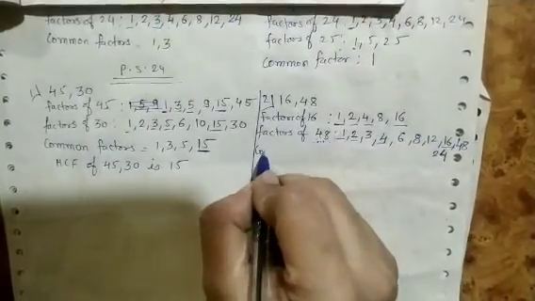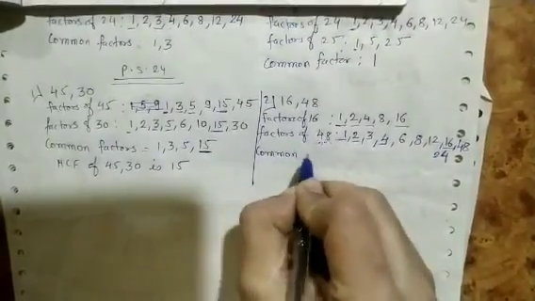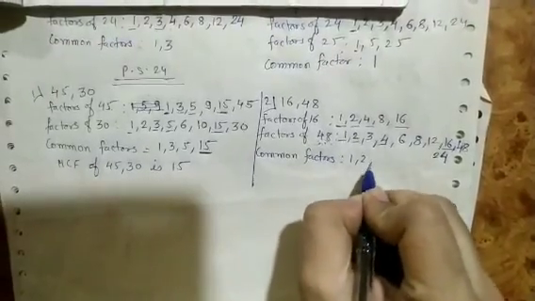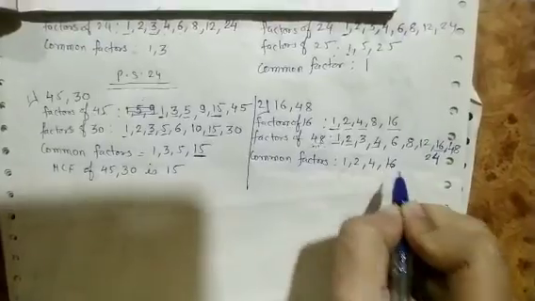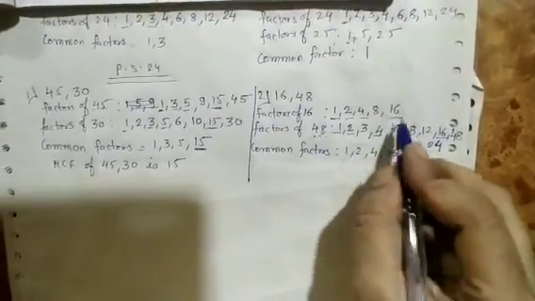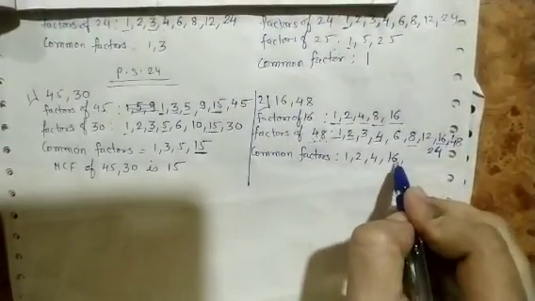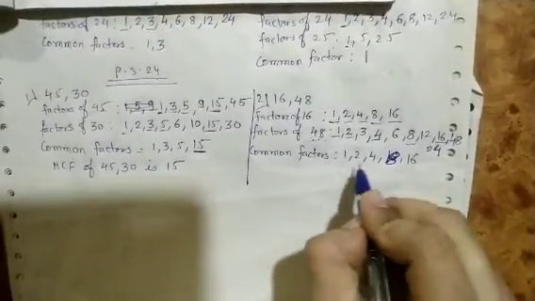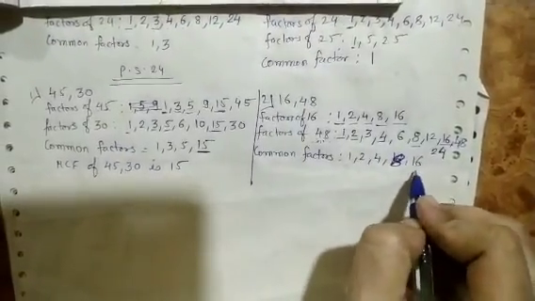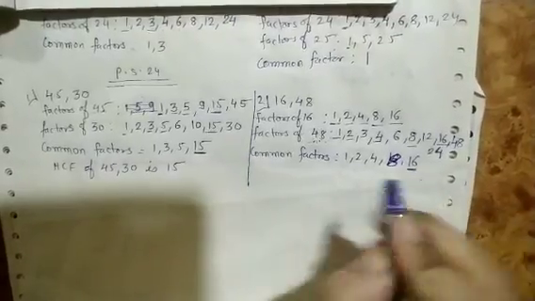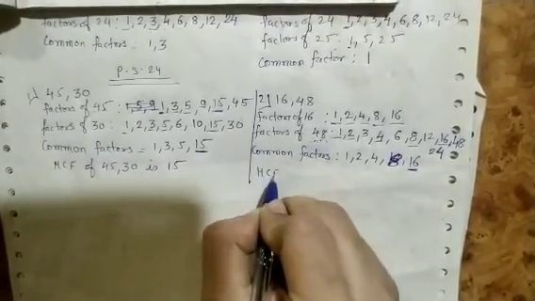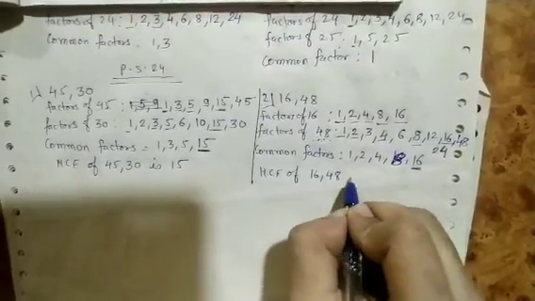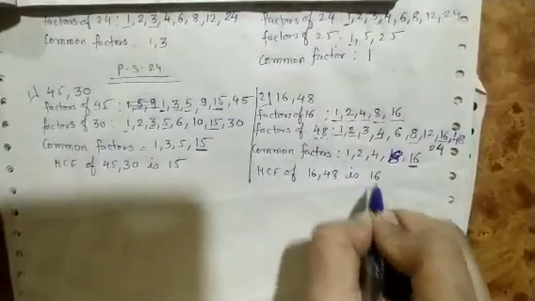Then we will write the common factors: 1, 2, 4 and 16, and 8 also. 8 is also common. Sorry, here first we will write 8, then 16. Among these common factors, what is the highest common factor? That is 16. That is your HCF. The HCF of 16 and 48 is 16.